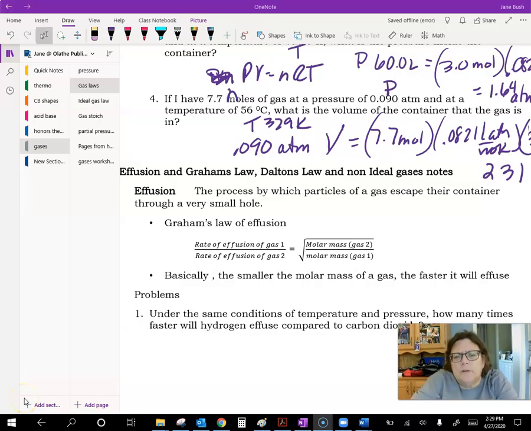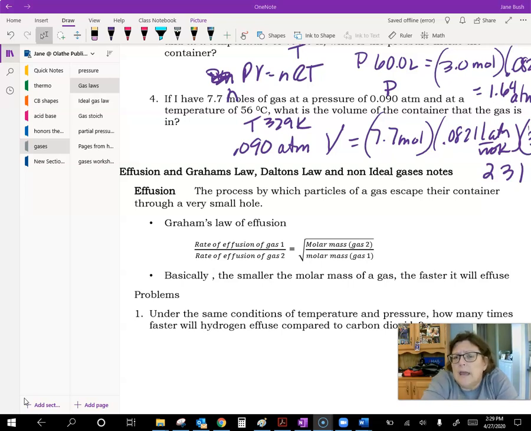All right, now we're going to talk about gas and speed and velocity and things like that. You've all experienced having a balloon that had helium in it, and over time that balloon slowly came down and ended up on the ground. The reason for that is what we call effusion.